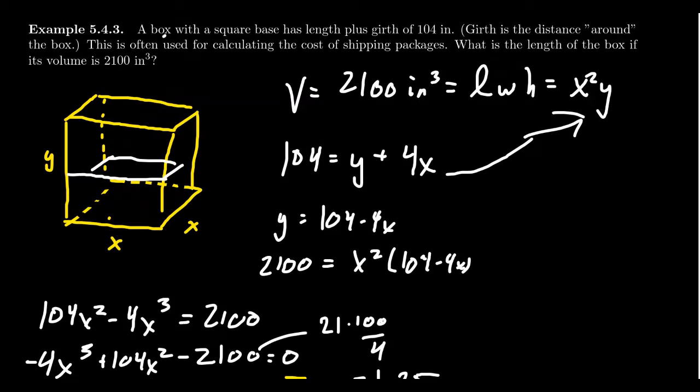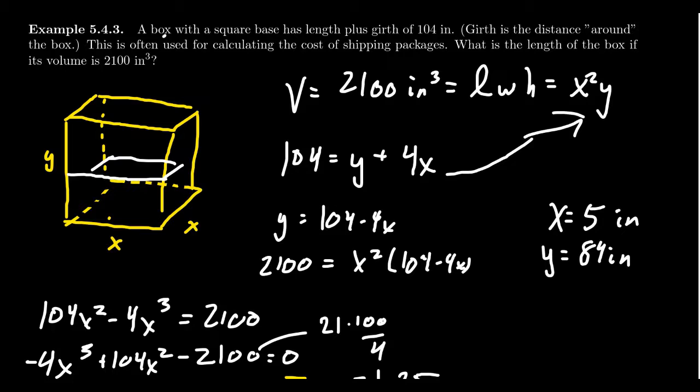I like the answer of 5, because that's a nice whole number. If you check it out, if you take 5 times 5, what would be the length in that situation? We'll come back to this formula right here: 104 minus 4 times 5, and 4 times 5 is 20, so that gives us 84. So the length is 84 inches, and the base is 5 inches.